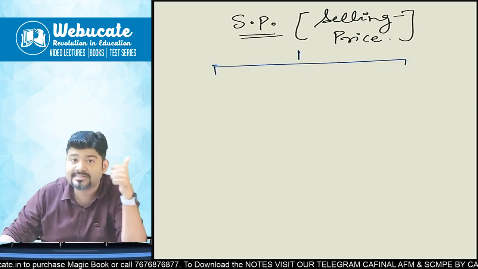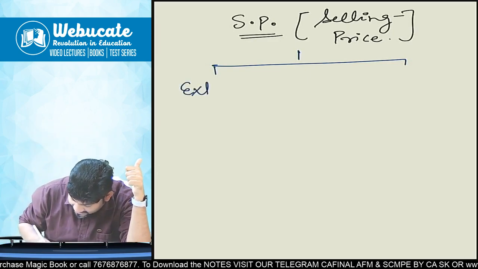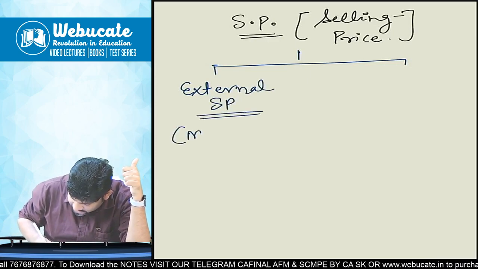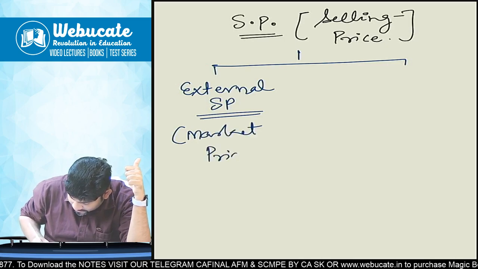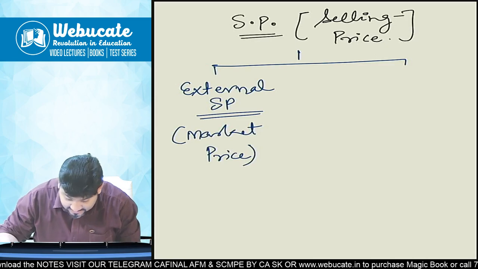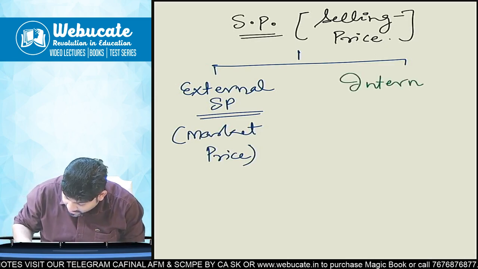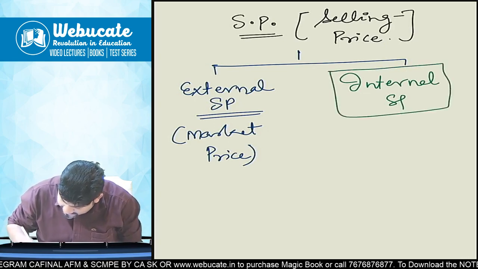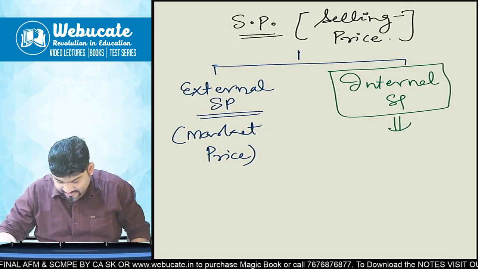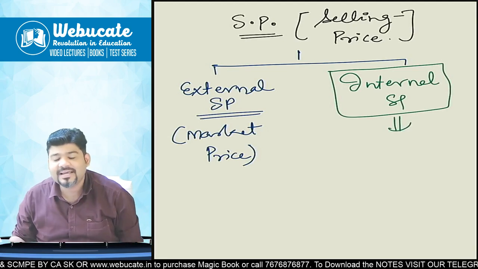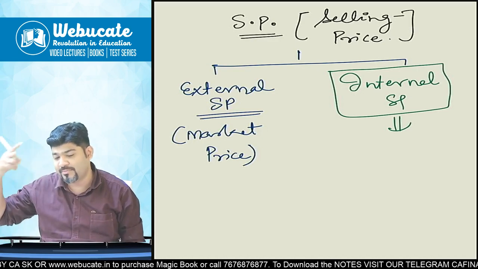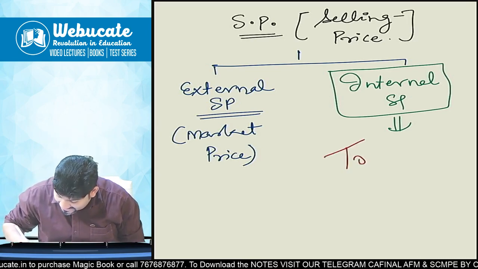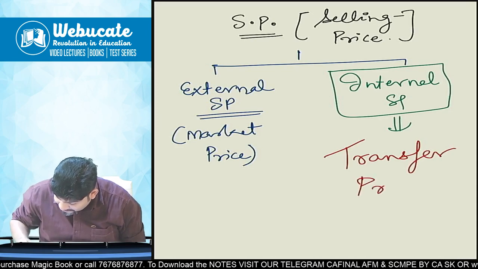the internal selling price. So one, we have the calculation of external selling price, which is also called the market price. And the other is calculation of internal selling price. Yes, you heard that right. Sir, how do we sell goods internally? Well, how and why we do it is what I will now be explaining to you. I'm sure your mind is now running towards it. But this calculation of internal selling price is called transfer price.